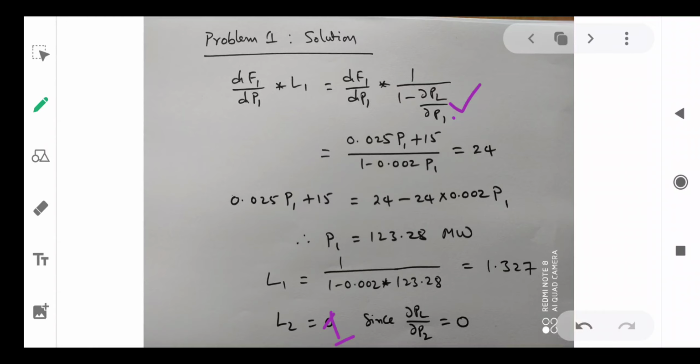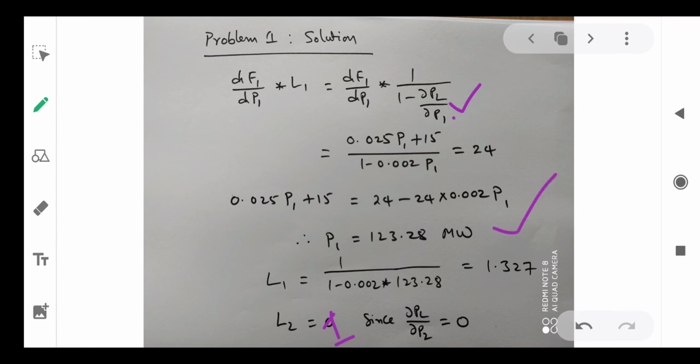Lambda is equal to 24. By cross multiplying, you will get 0.025 P1 plus 15 equal to 24 minus 24 into 0.002 P1. By solving that you will get the P1 value equal to 123.28 megawatts. This is P1.